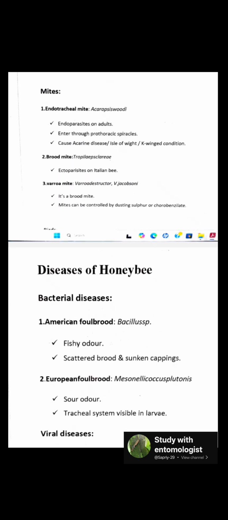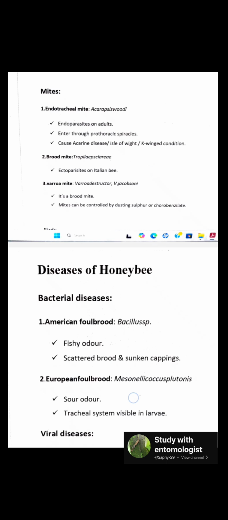Likewise, now the important ones are the mites. There are two types of mite. One is endotracheal mite, that is known as Acarapis woodi. It is an endoparasite on adults and enters through the prothoracic spiracles. Now they can ask three questions: Acarine disease, or Isle of Wight disease, or K-winged conditions or distorted wing conditions happen due to which pest attack. So it happens due to endotracheal mite.